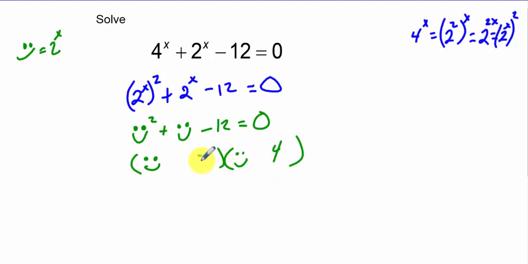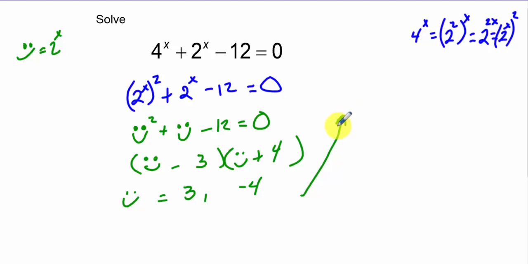a 4 and a 3. 4 is going to be positive, 3 is going to be negative, so I get a value of 3 and negative 4 for the happy face. But again, I'm not solving for that happy face. What I'm trying to solve for is x.